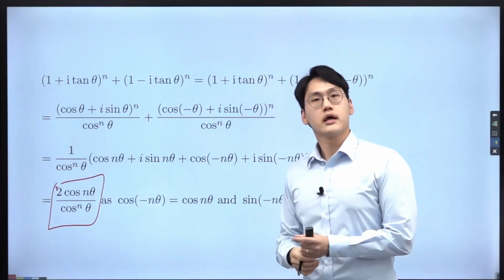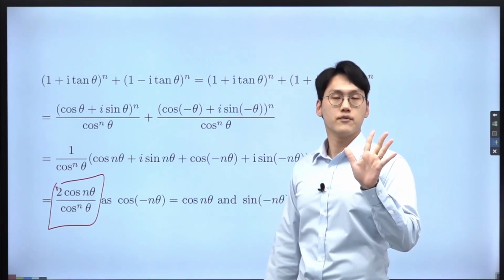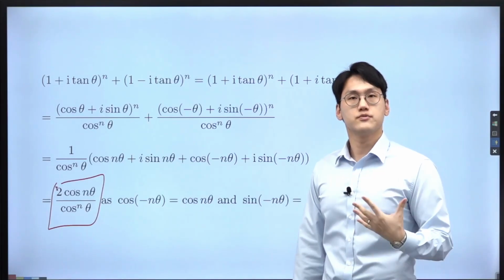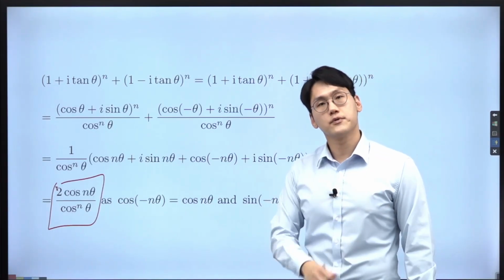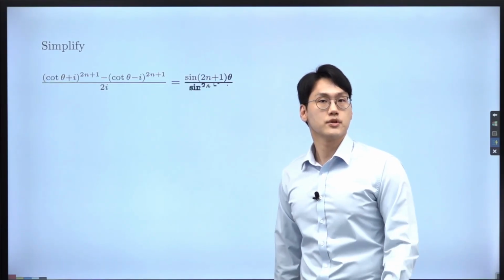So now you show that even if you have a tangent in your real or imaginary part, you can still derive the DMT using the common denominator, and I'd like to do that for the next sort of proving phase question. Okay, let's have a look.